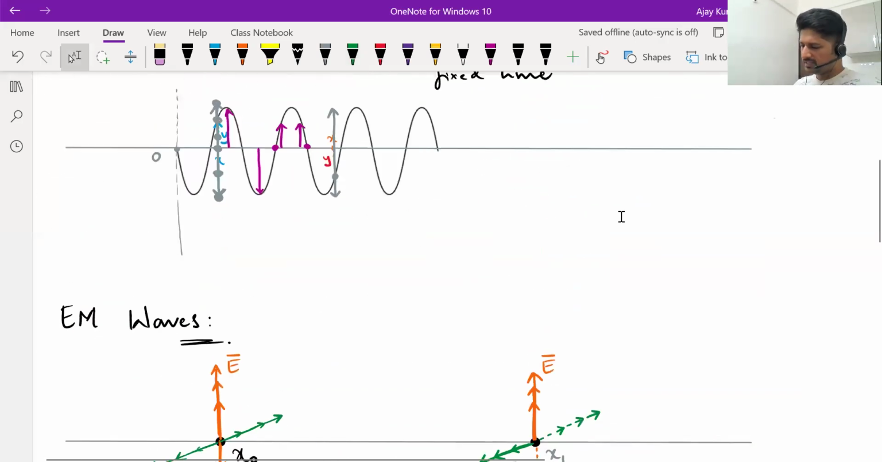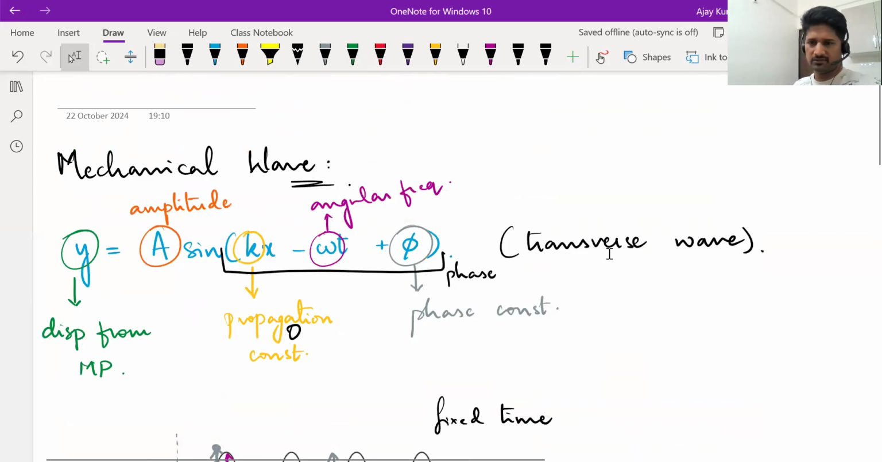Now see, in a mechanical wave, there's a mechanical disturbance. There's some displacement which the particle of the wave undergoes. And we represent the displacement like this. In an electromagnetic wave, the particles don't get disturbed. The particles stay where they are. Or there may not be a medium at all. There may not be any particle at all.